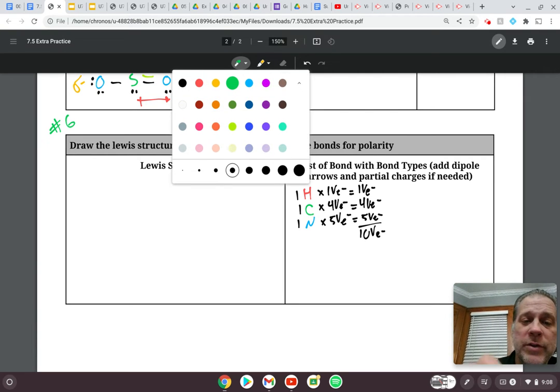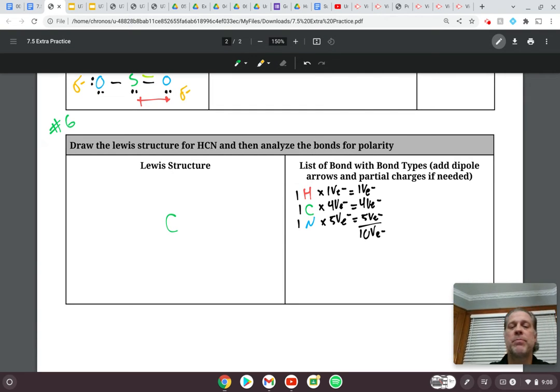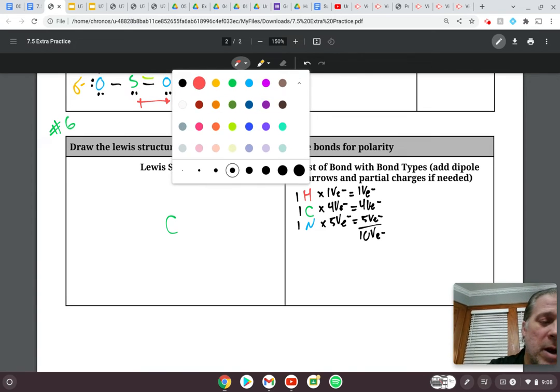Now, I know that the central atom is going to be carbon because, even though the checklist that we went through in the notes said that usually the first one is the central atom, and in this case hydrogen is the first one, the other checklist rule was that if carbon is present, chances are it's the central atom. So in this case, carbon is going to be my central atom. So to my central atom, I'm going to bond my hydrogen and I'm going to bond my nitrogen. I'm going to start with single bonds.